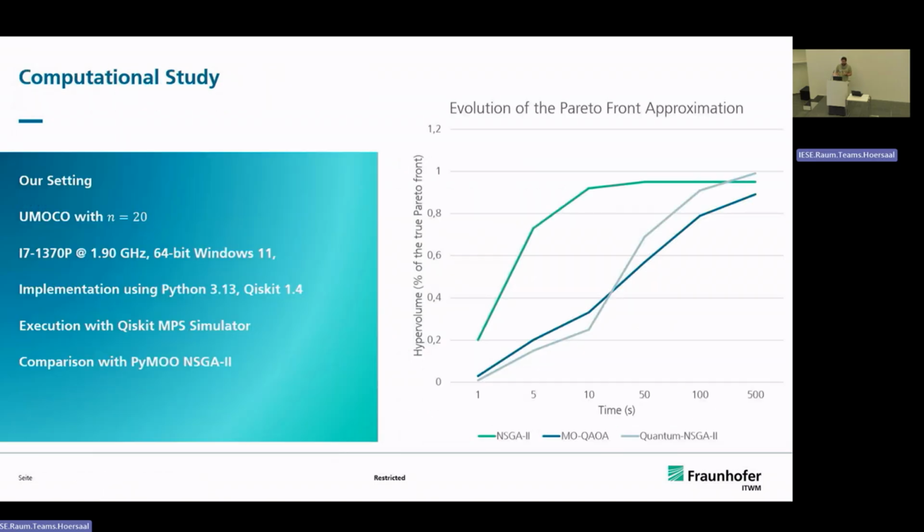We tested this, and in our setting we used the so-called unconstrained multi-objective combinatorial optimization problem, UMOCO. We tested this with up to 20 variables on the Qiskit MPS simulator, and we compared this with the existing implementation of NSGA2. And what we saw is that this one here is the NSGA2 classically, and it still outperforms our quantum version.